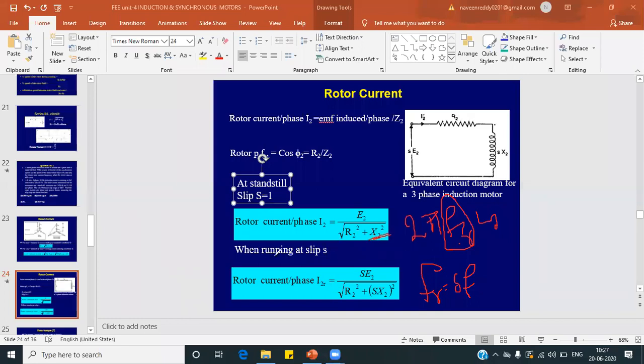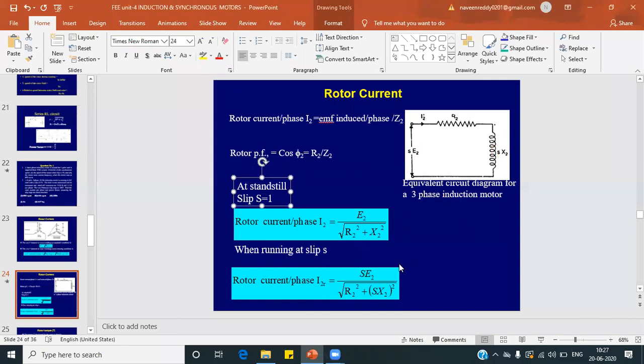Right. When running at slip S, you see here the change is S, and here you have S. So the point you have to remember is only two parameters, that is EMF and reactance. They both are dependent on slip. So that's it. They both are somehow related with frequency. Now comes to next slide.